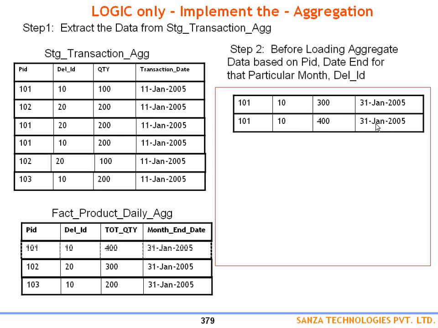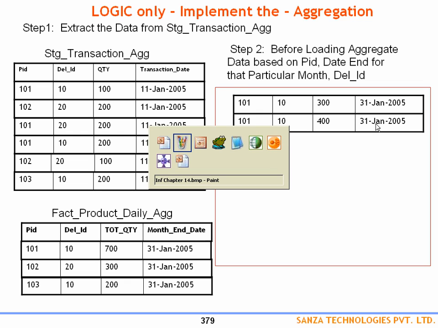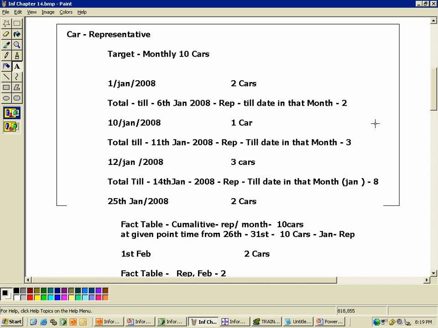So you will go ahead and update the data in your fact table for that combination of product ID, dealership ID and month date. Go and update it. So after this, when I see the data from this table for that particular product ID, for that particular dealership, for that month January 2005, the total sale is 700. This is what we were doing.